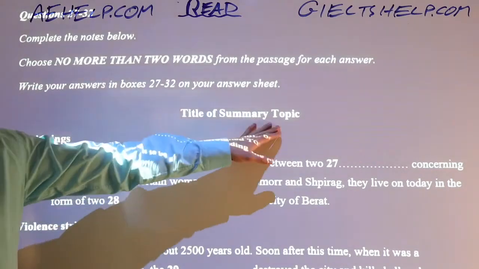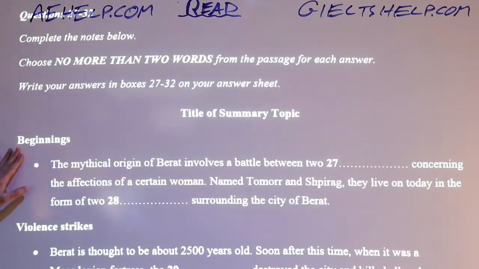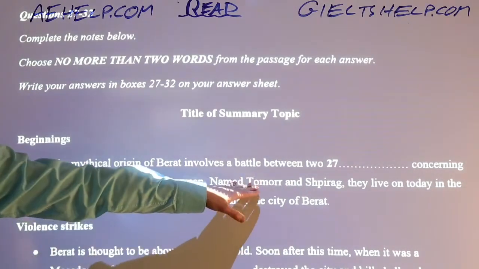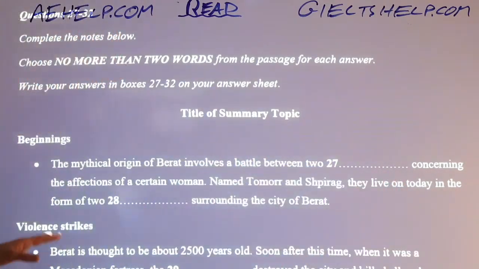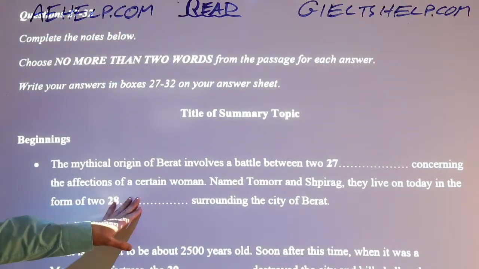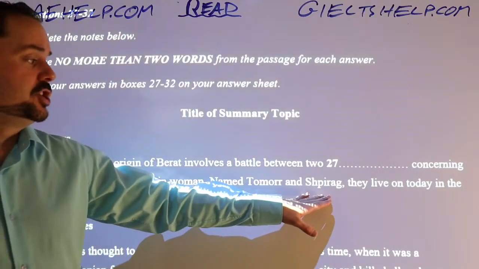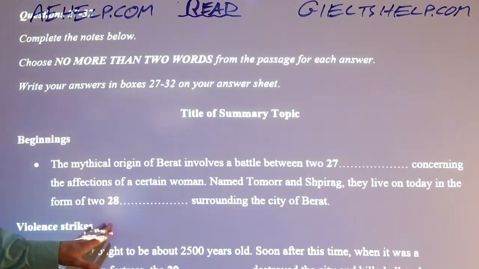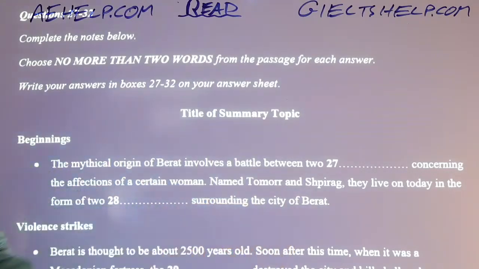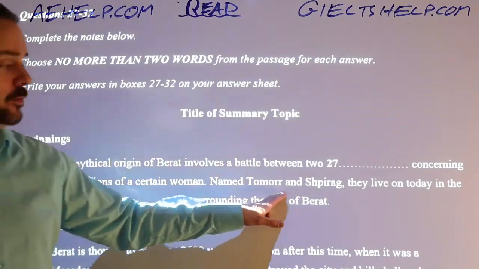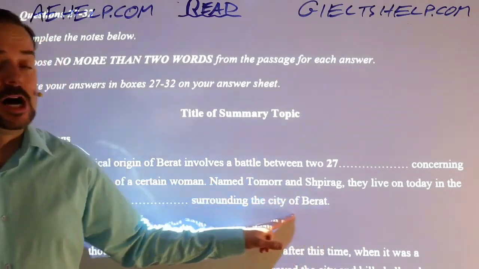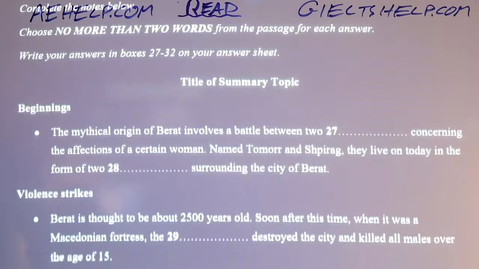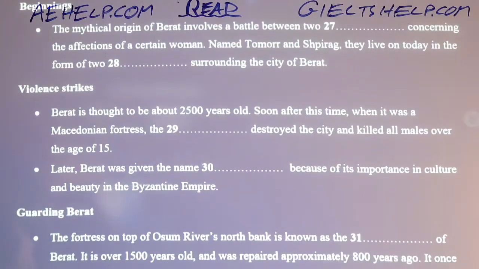So title of summary topic, beginnings. The mythical origin of Bharat involves a battle between two something concerning the affection of a certain woman named Timur and Shpirag. They live on today in the form of two something surrounding the city of Bharat. Okay, so here I realize that we are looking at the city of Bharat. Okay, that's the one key information that I get from that first part. It's the city of Bharat.